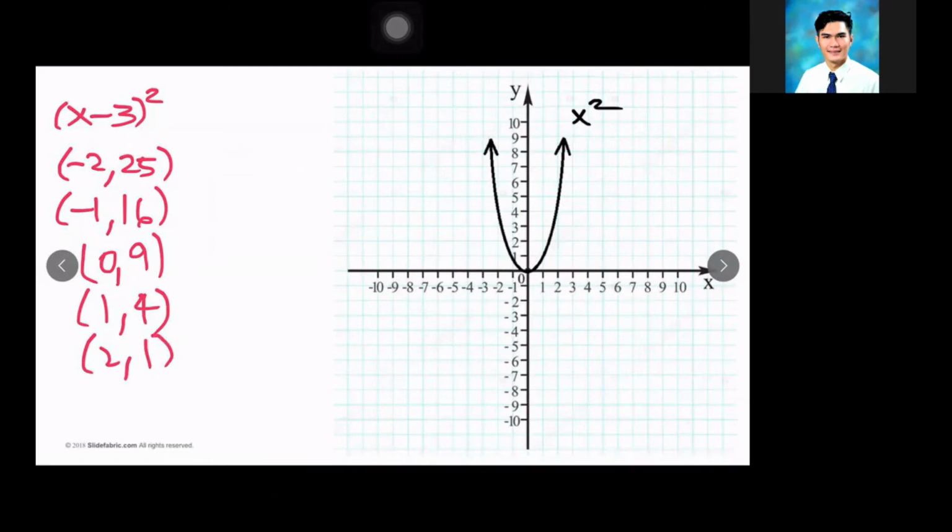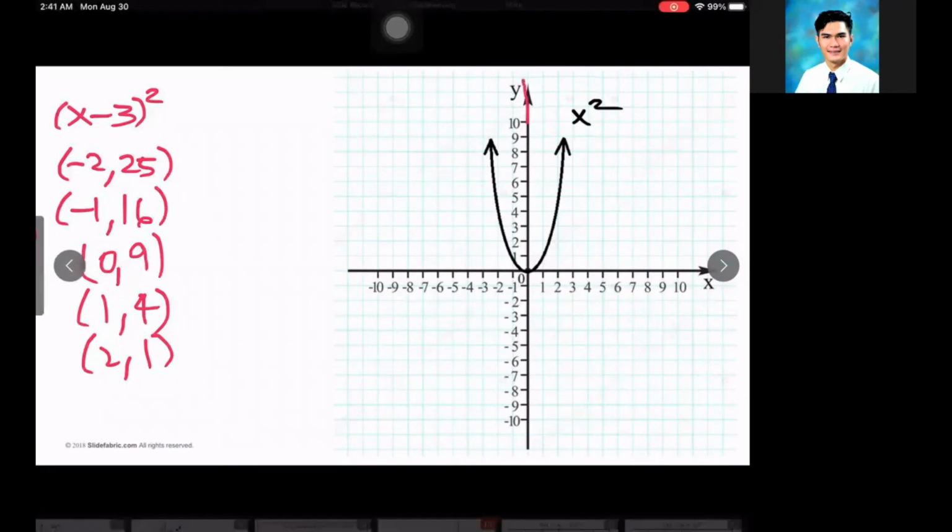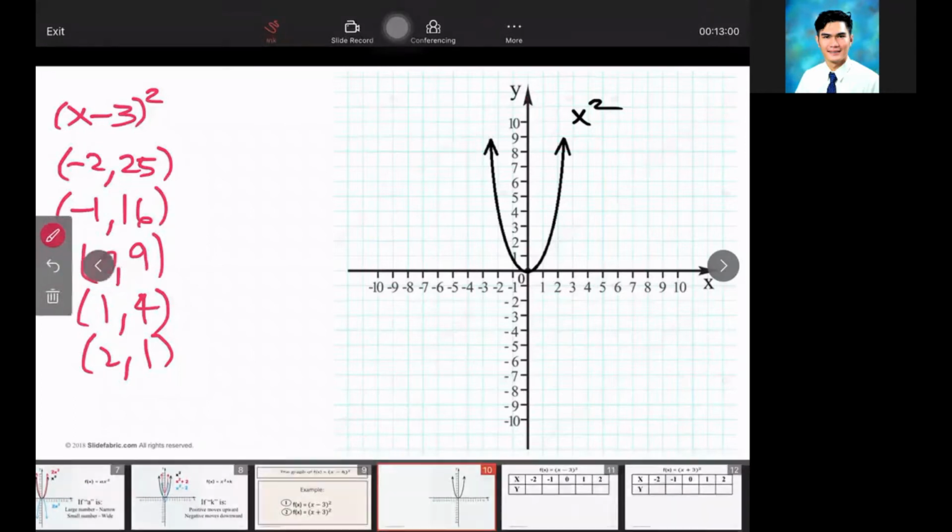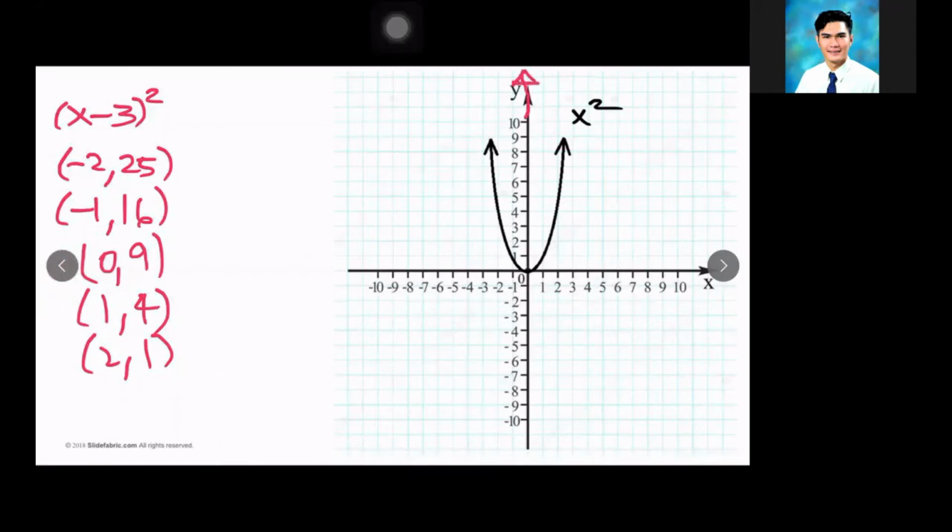So -2, 25. Since our y-axis only goes up to 10, let us just extend it. Let us assume that here is our 25. In your notebook, just continue it, extend it until 25. For now, let us just assume that that is 25. So we have -2, 25, which is more likely located here.